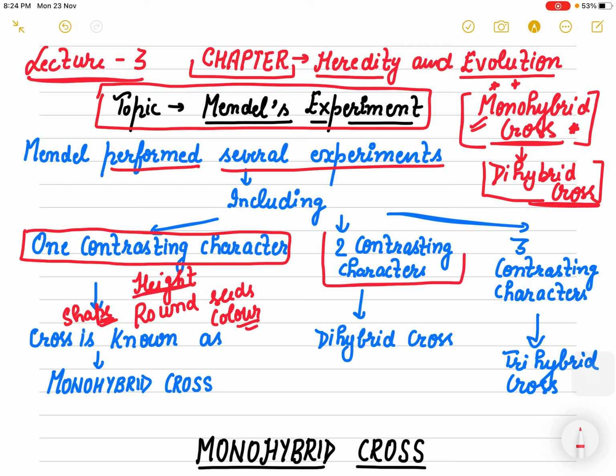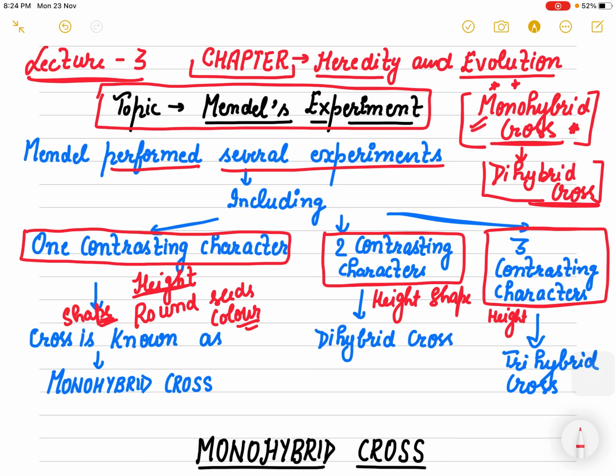But two contrasting characters means when you are taking height and shape together, that is called two contrasting characters. Three contrasting characters means when you are taking the height of the plant, the shape of the seed, and the color of the seed also. So when you are observing these types of crosses, they are known as three contrasting characters, two contrasting characters, and one contrasting character.